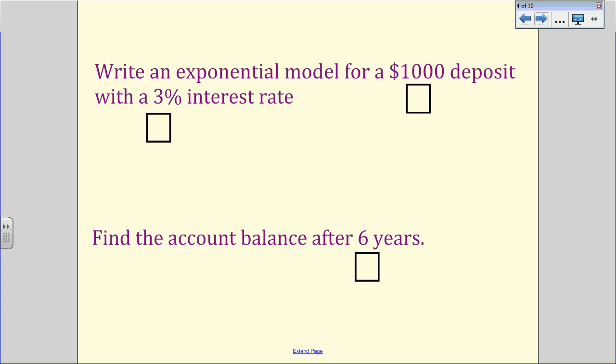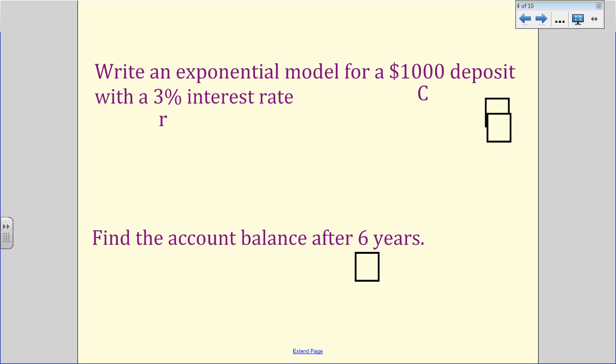It says, write an exponential model for a $1,000 deposit with a 3% interest. So notice, ladies and gentlemen, this $1,000 deposit is your C value. C is the initial amount you start with. And then 3%, it even calls it an interest rate, is our R value. Now I want you guys to notice, they haven't given you all the information, have they? What have they left out?